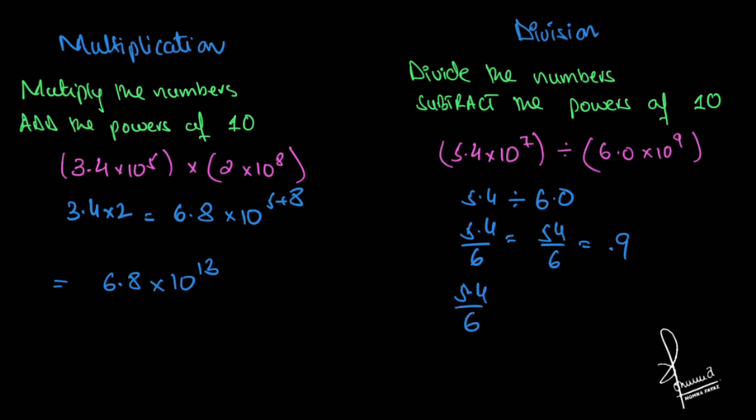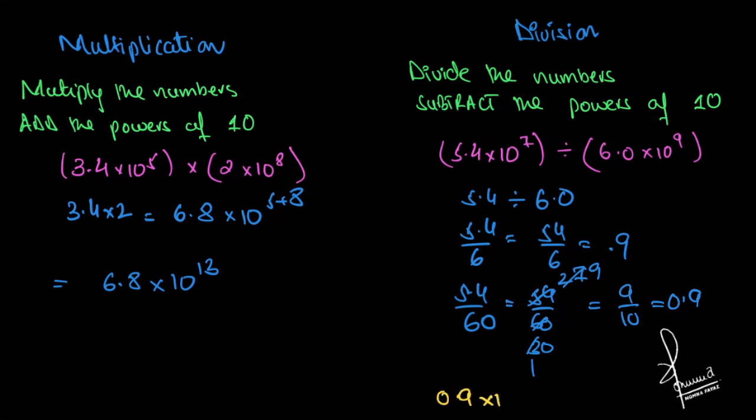Another way to do it is 5.4 divided by 6. You cancel the decimal, you add a 0 in the denominator. कितने ज़ीरोज़ ऐड करोगे? जितनी डेसिमल प्लेसेस होंगी. तो ये हो जाएगा 54 over 60, and 9 by 10 which is equal to 0.9. So 5.4 divided by 6 is 0.9.